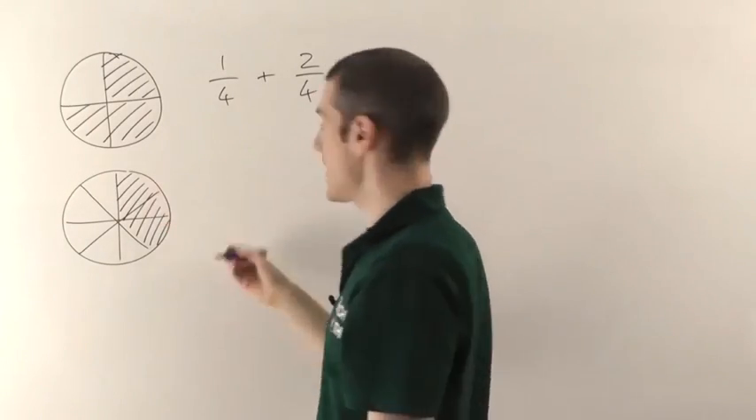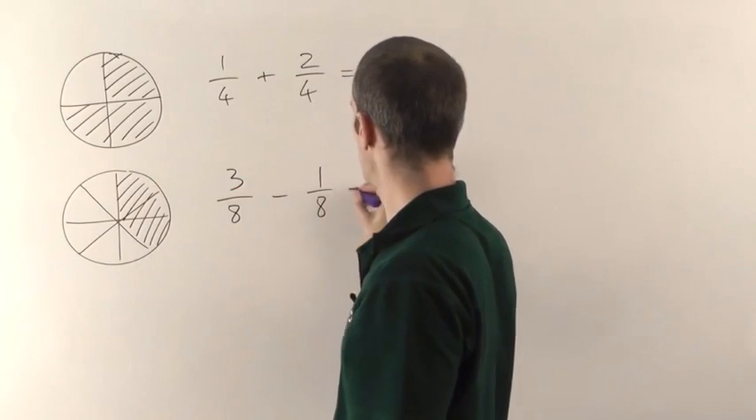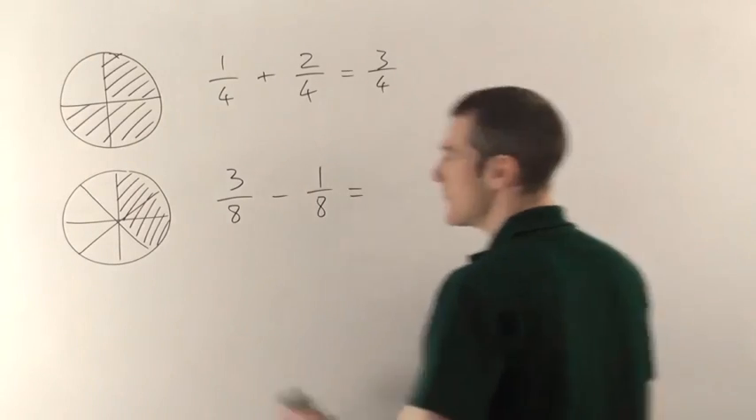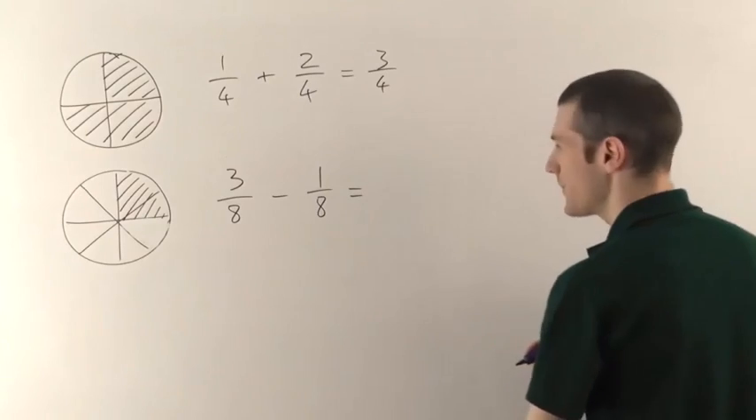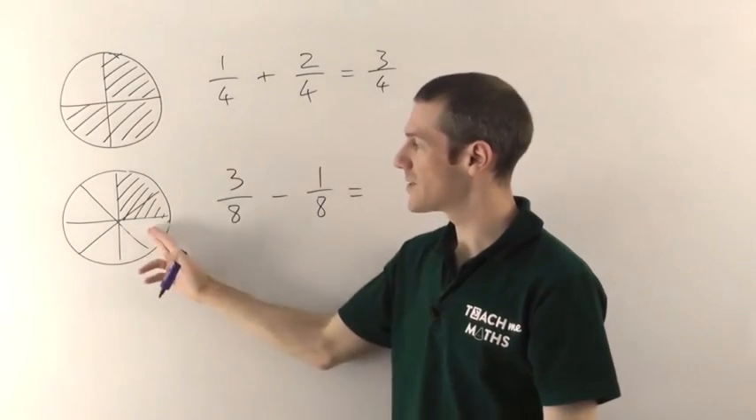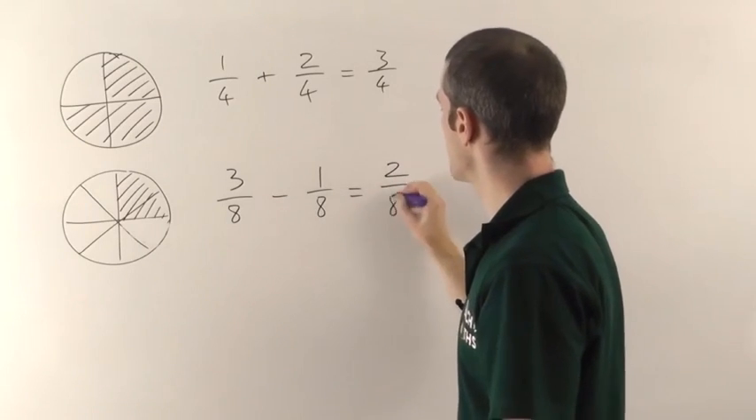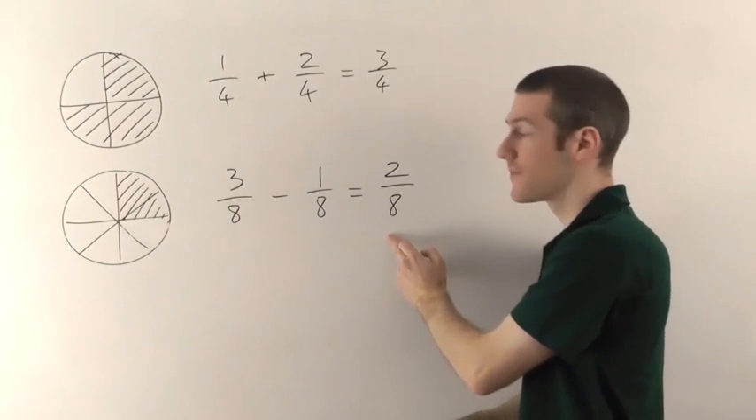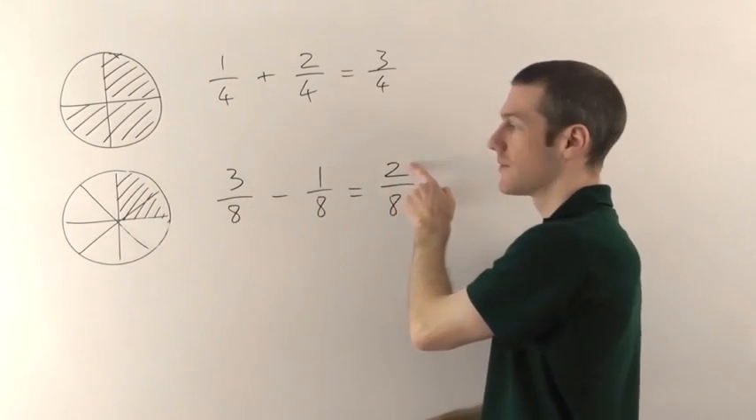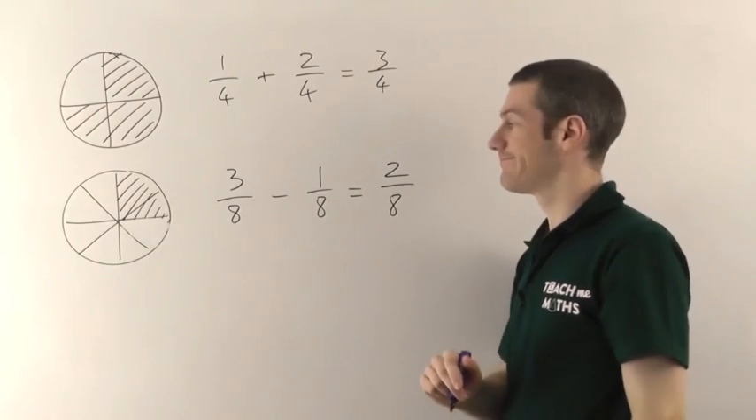If we start off with 3/8, like this one, and we take away 1/8, I can probably just rub out this little bit here. That's 1/8 gone. Well, 3/8 minus the 1/8 is just going to leave you with 2/8. And it's as easy as that. The number on the bottom never changes. You just subtract the tops. 3 of these things minus 1 of these things leave you with 2 of these things.